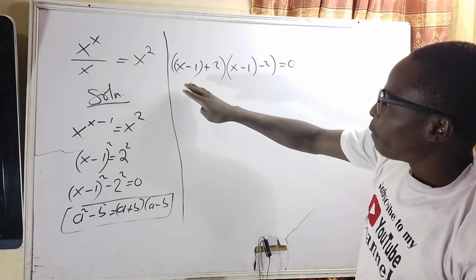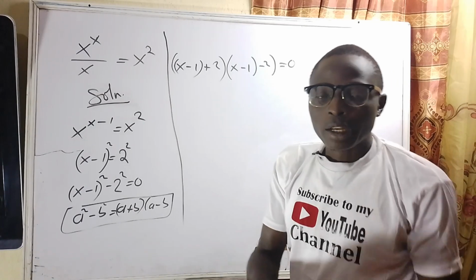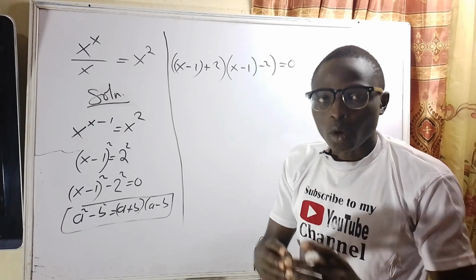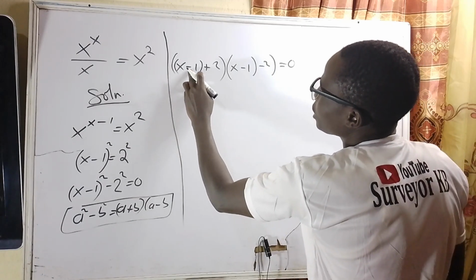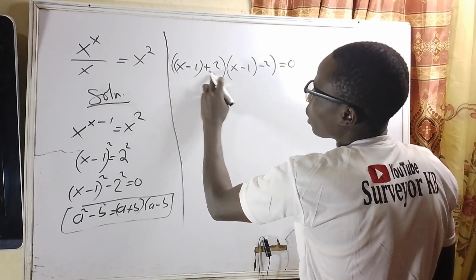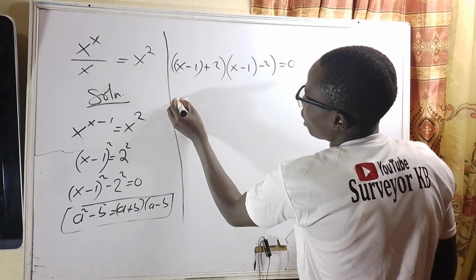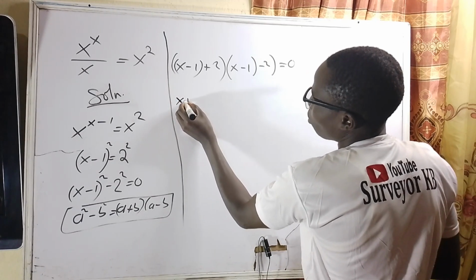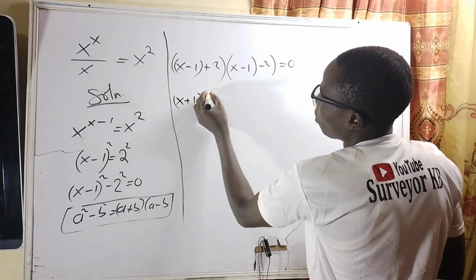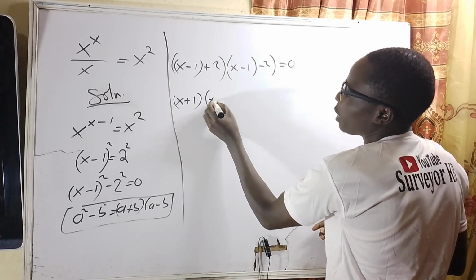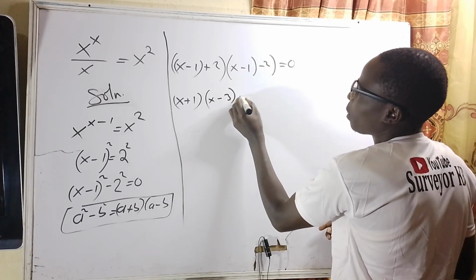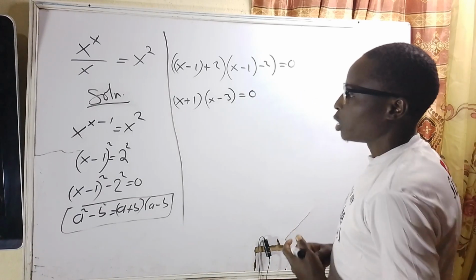From here we need to deal with the brackets or parentheses one after the other. That means here I have x minus 1 plus 2, I have x plus 1, multiplying, I have x minus 1 minus 2, I have x minus 3, is equal to 0.